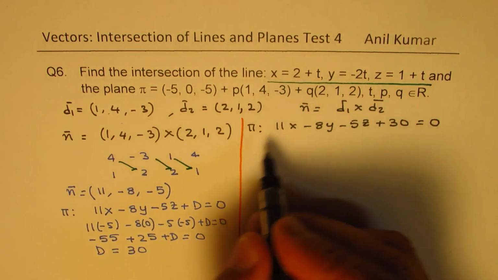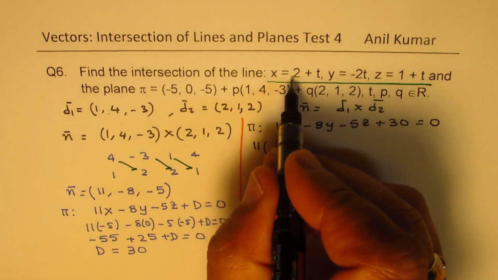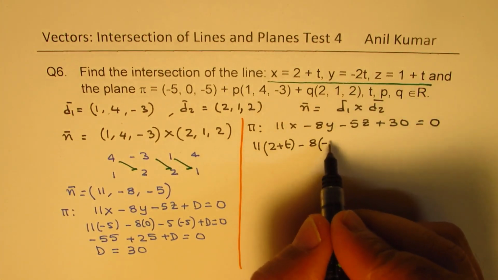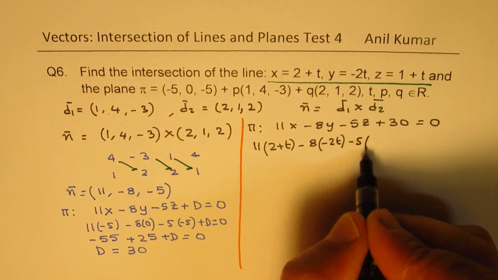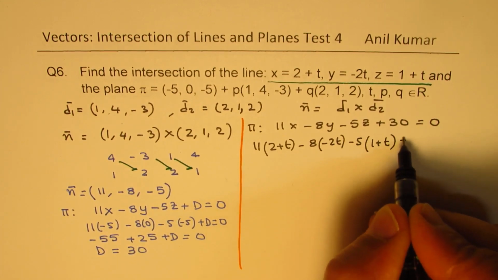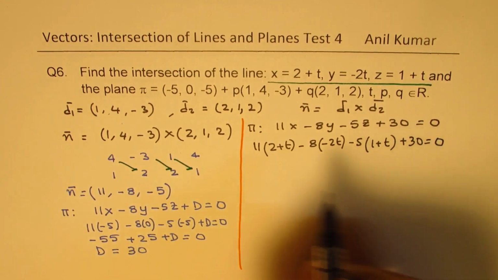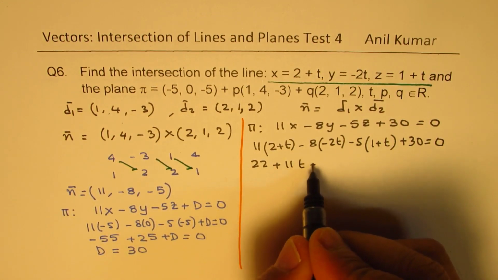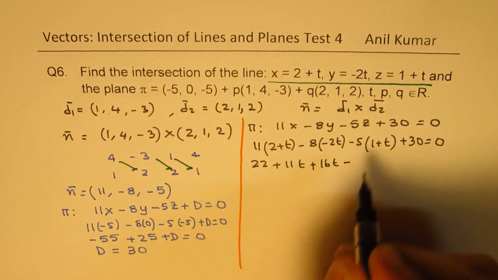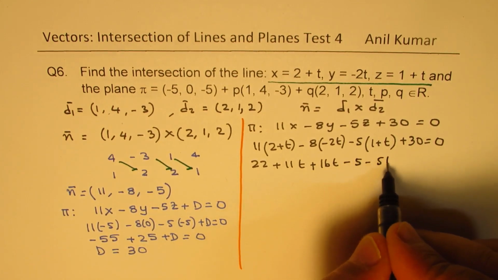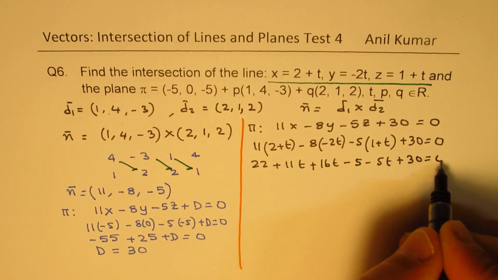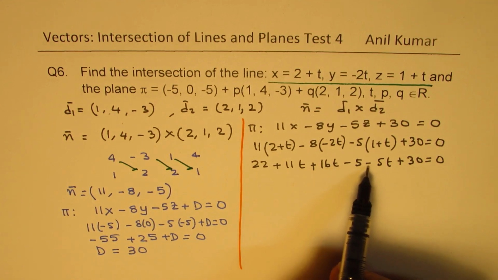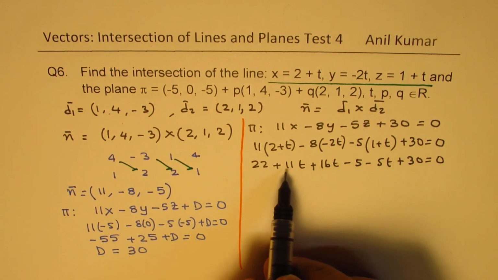So we now get 11 times (2 plus t) minus 8 times (minus 2t) minus 5 times (1 plus t) plus 30 equals 0. So let's find the value of t. 22 plus 11t, minus minus is plus 16t, minus 5 minus 5t plus 30 equals 0. Okay, so the t terms, 11t plus 16 minus 5 gives us what?